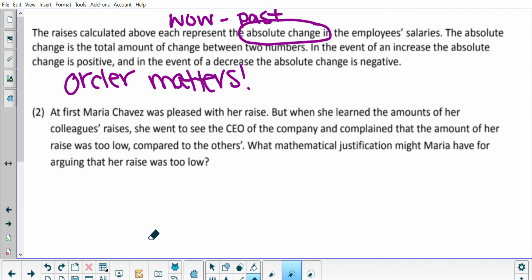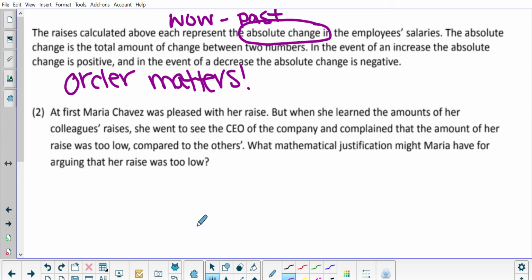It says, at first, Maria was pleased with her raise, but when she learned the amount of her other colleagues' raises, she went to the CEO of the company and complained that the amount of her raise was too low compared to the others. So I want you guys to think about this question. What mathematical justification might Maria have for arguing that her raise was too low?